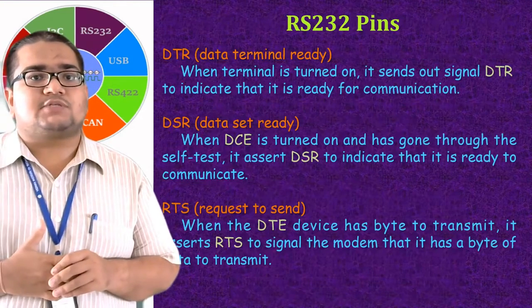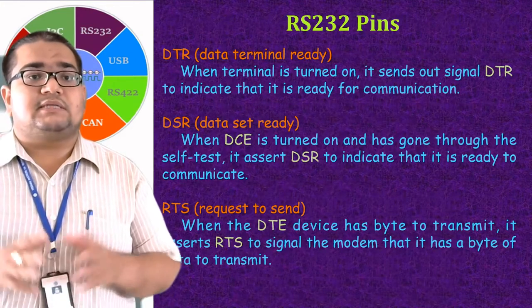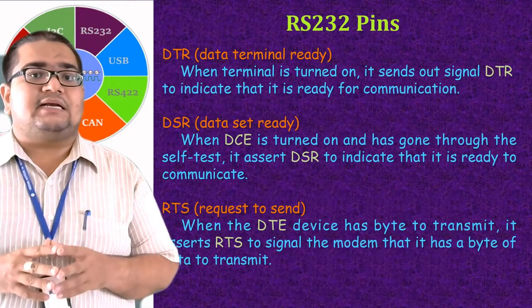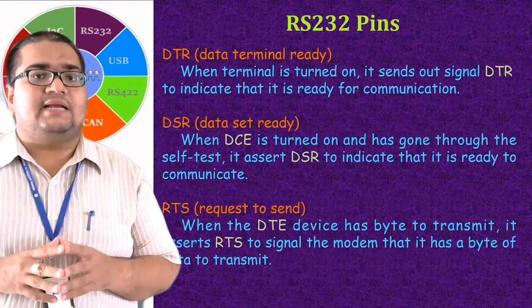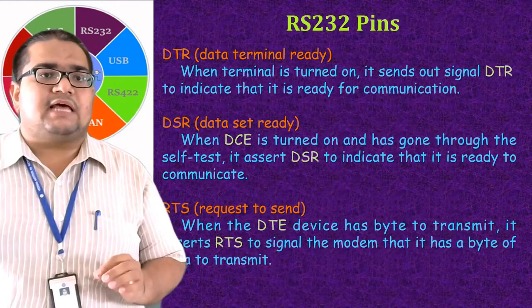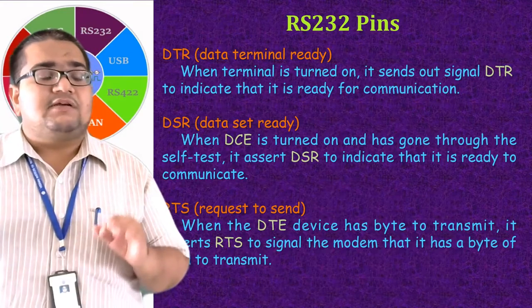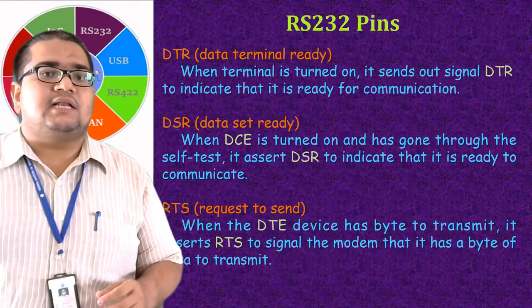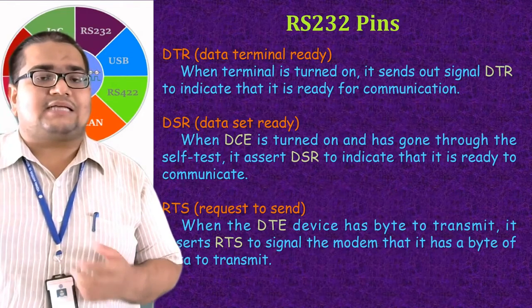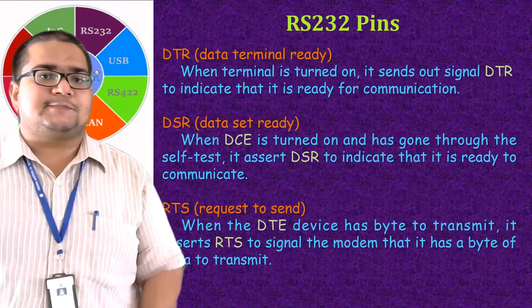Talking about the different pins of RS-232, first is data terminal ready. As I told you earlier, whenever the terminal or computing device is turned on, that device will send a signal upon this DTR line to indicate that it is ready for the communication. A similar thing happens with modem devices, the DCE devices, data communication equipment. When they are turned on, they will be asserting the signal DSR, that is data set ready, which indicates that the DCE device is ready to communicate.